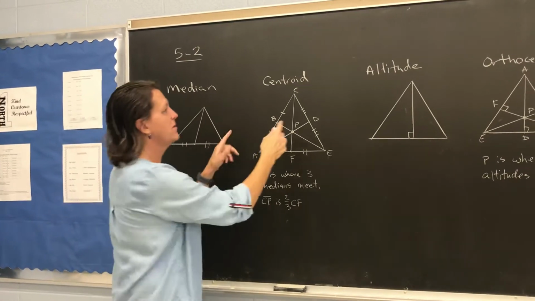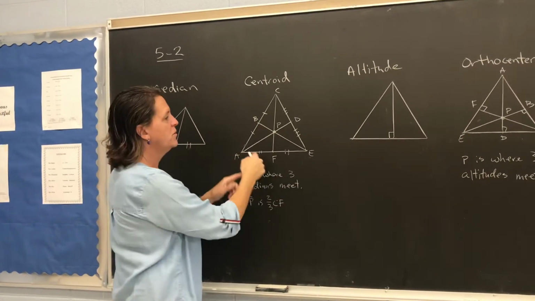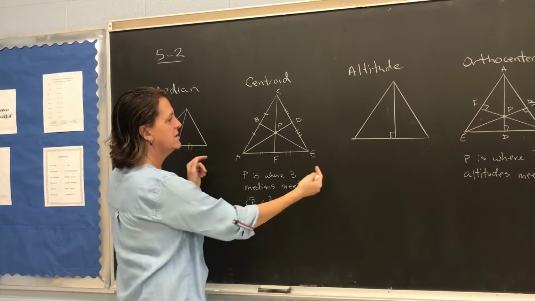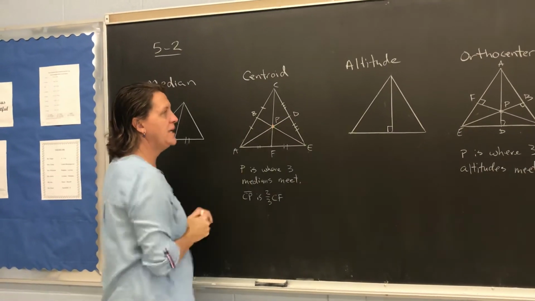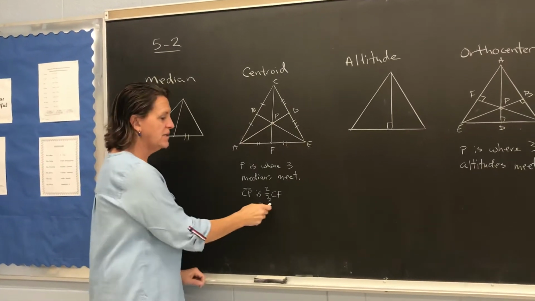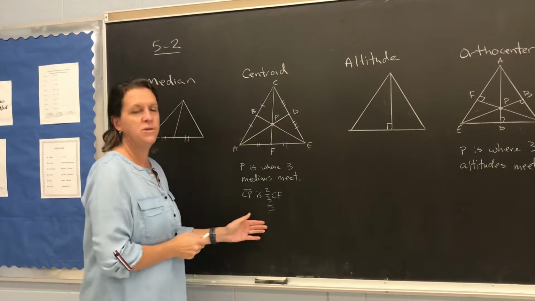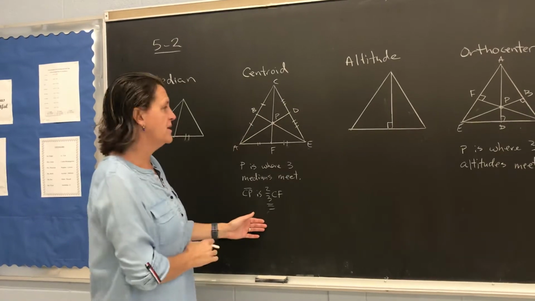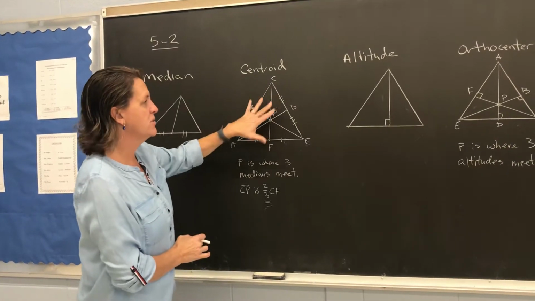All right, so now I have what's called a centroid, which is three medians. They all meet in the middle at point P, and point P is called your centroid. Now this is the only one that actually has math involved. This is a 2/3 ratio, and we'll deal with that in a minute, okay? So that's called a centroid.